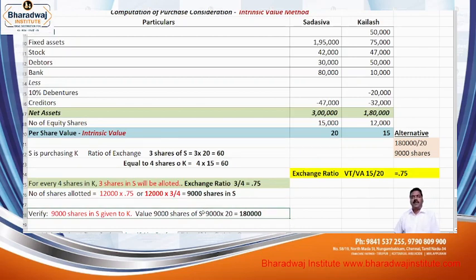Now, is it amalgamation in the nature of merger or purchase? Purchase. Why? Goodwill is revalued, then fixed assets values are changed. So, amalgamation in the nature of purchase. After taking up this, in the books of which company? Yes Limited. In the books of Yes Limited, amalgamation in the nature of purchase.